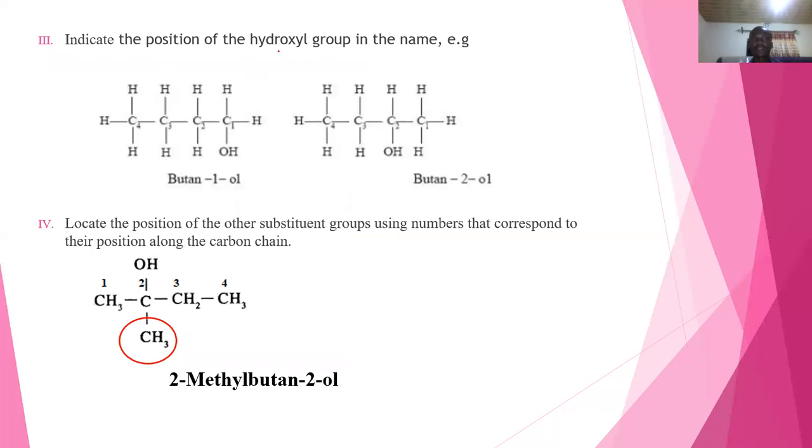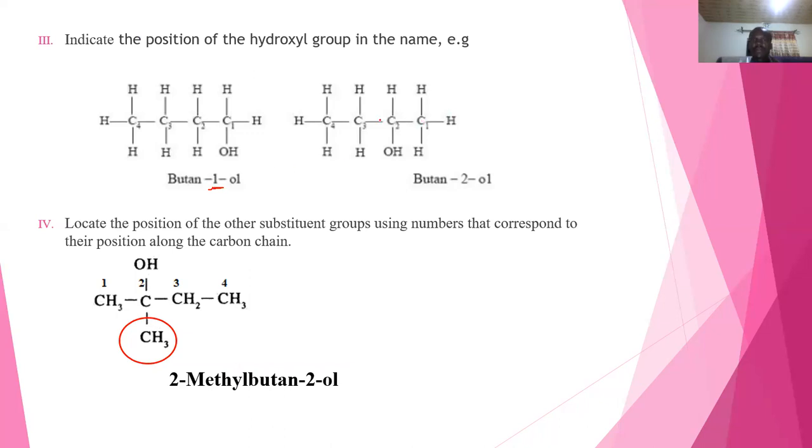Then we go to the next one. Indicate the position of the hydroxyl group in the name. For example, from this side 1, 2, 3, 4, so it will be butan-1-ol. This shows the position of the hydroxyl group.